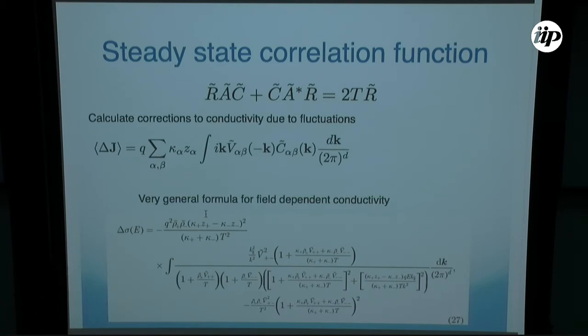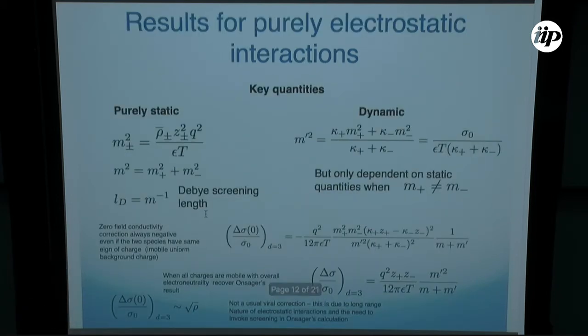But it's not quite, this doesn't work here because I have this drift term, and A star, the complex conjugate, is not equal to A. So you can actually do the calculation. You can work out what this looks like. So you get a very formal, very general expression for any sort of interacting particle system.